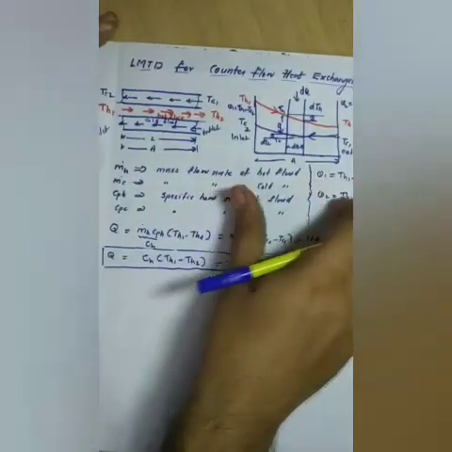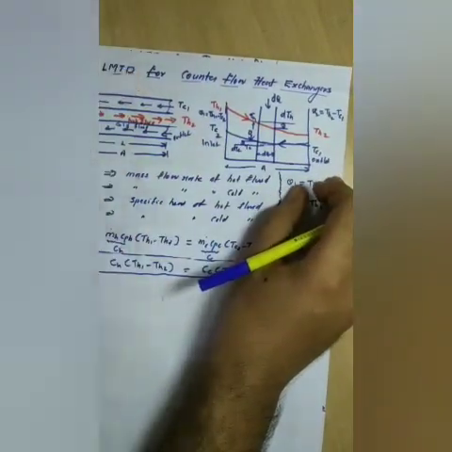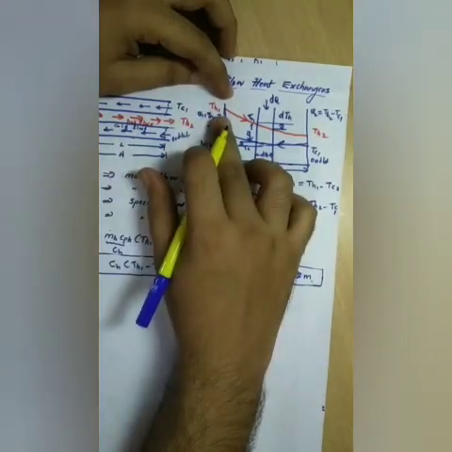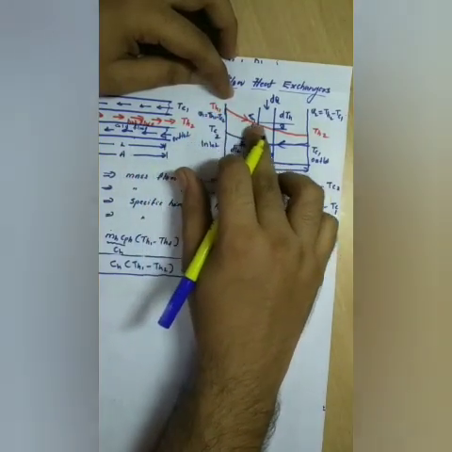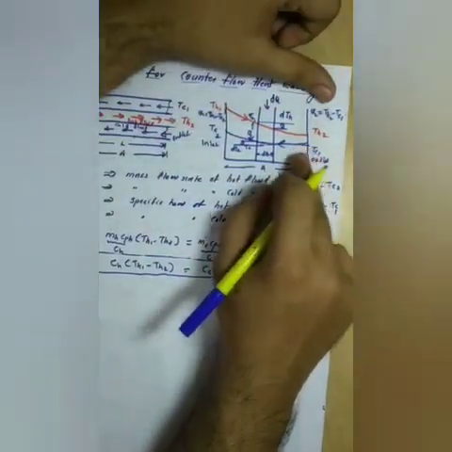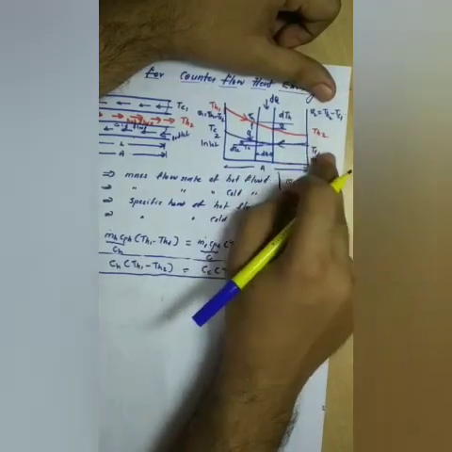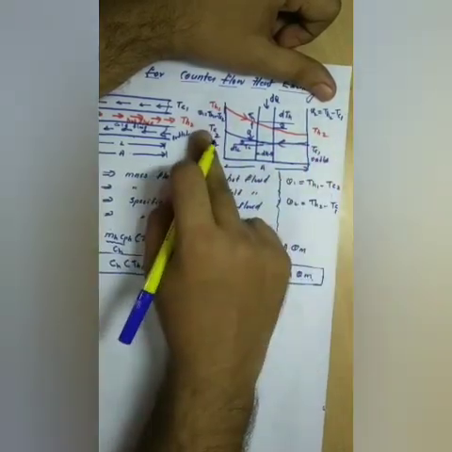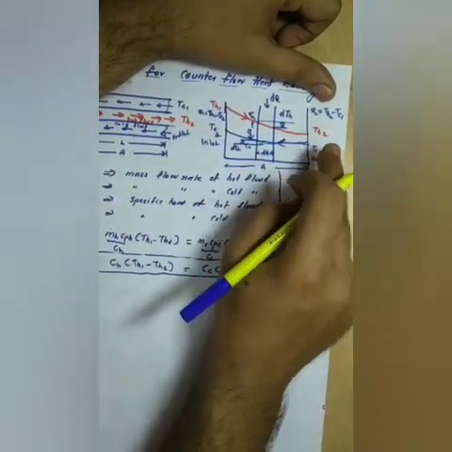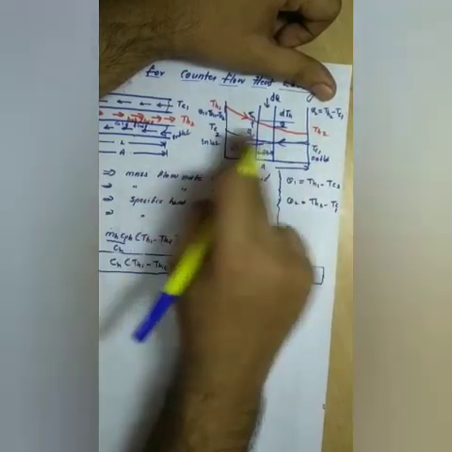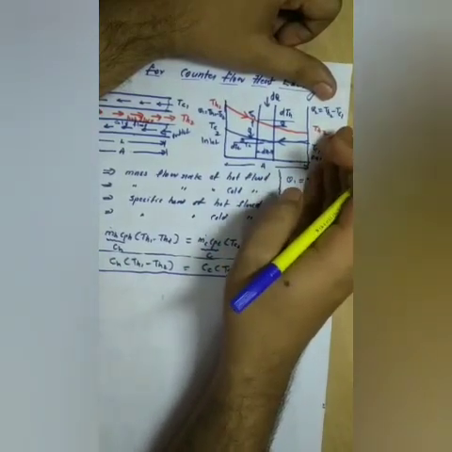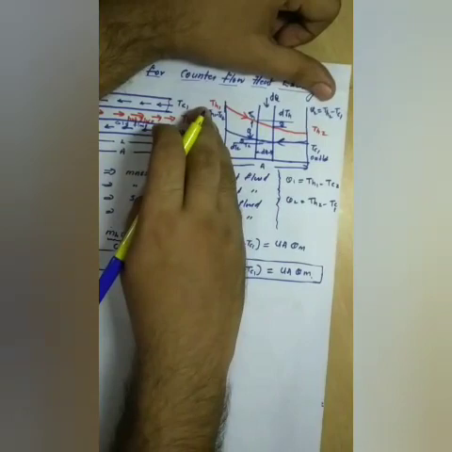If we represent the same in a temperature distribution diagram, or temperature profile, the hot fluid temperature is decreasing from TH1 to TH2, whereas the cold fluid temperature is increasing from TC1 to TC2, from outlet to inlet. If you take inlet to outlet, the cold fluid temperature is decreasing. If you take outlet to inlet, the temperature is increasing. Since the cold fluid is entering from the outlet condition, the temperature of cold fluid is increasing from outlet to inlet.